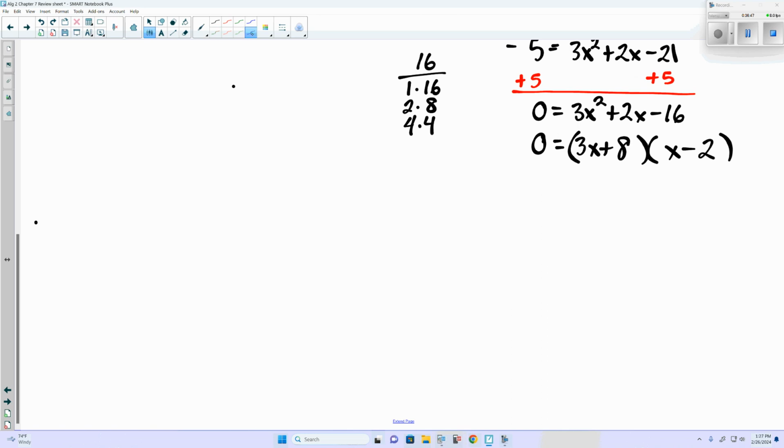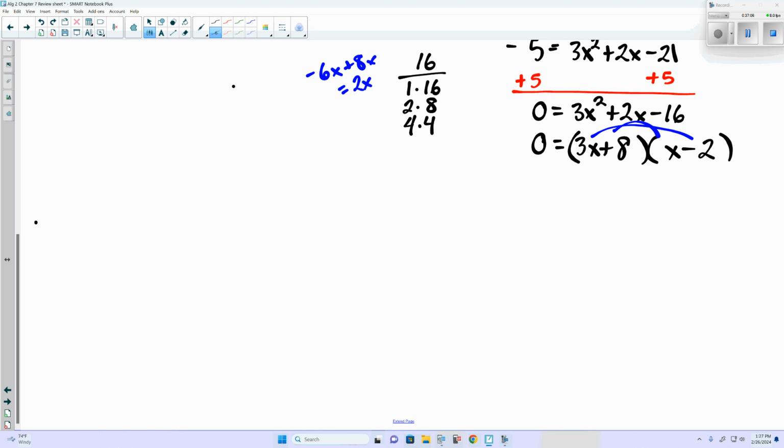And I can check this here to make sure. 3x times negative 2 is negative 6x. 8 times x is plus 8x, giving us a positive 2x, which is the middle term we wanted. Questions on how we got to this point here?